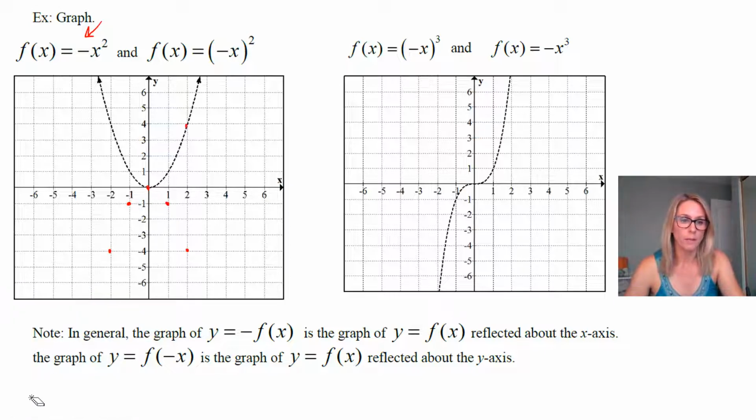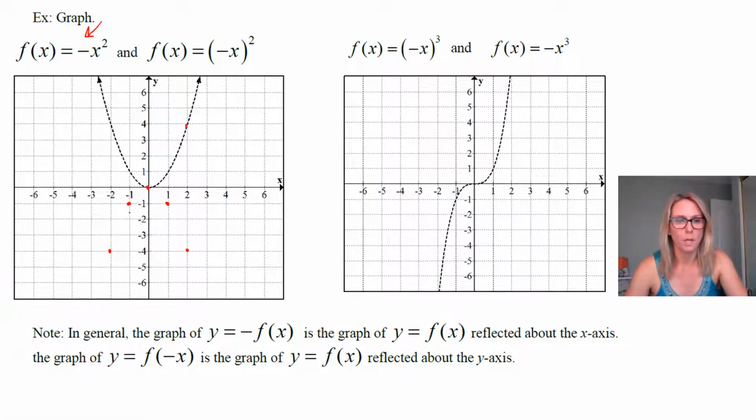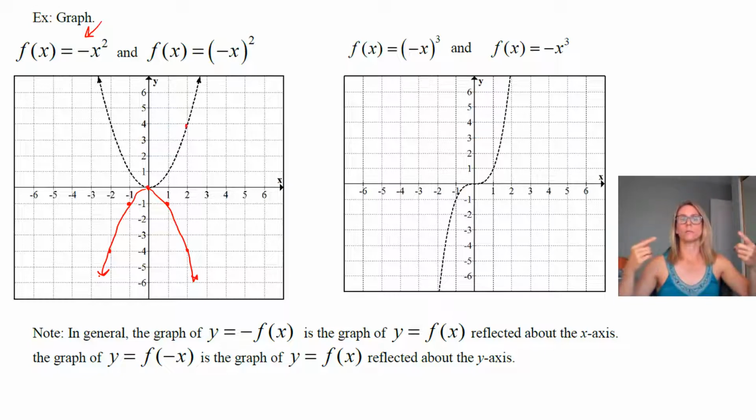And so it's the same exact thing, just a reflection. And we have that. So we've got a rule here. Down at the bottom in the note, notice it says the graph of y equals negative f of x. That negative just being on the front of it is the graph of your original reflected about the x-axis. So it's doing that flip.